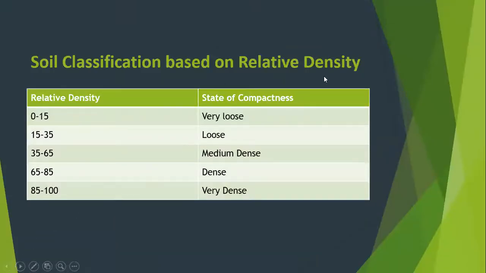On the basis of relative density, we can divide soil into some categories, the state of compactness. If the relative density is 0 to 15, we can say our soil is in a very loose state. If it is 15 to 35, it's a loose state; between 35 to 65 it is medium dense; 65 to 85 it's a dense soil; and 85 to 100 is a very dense soil.